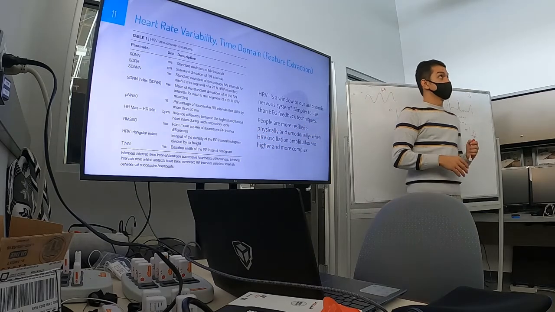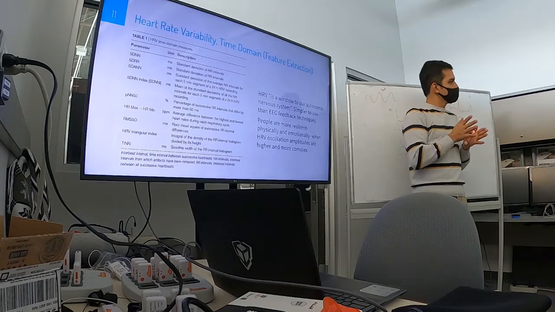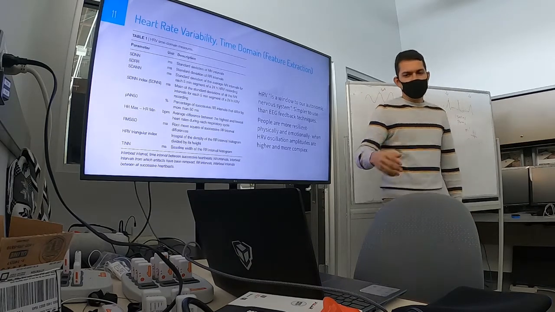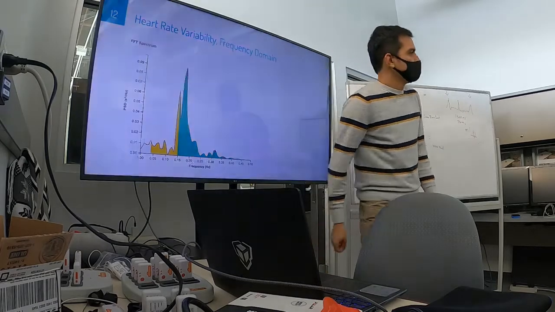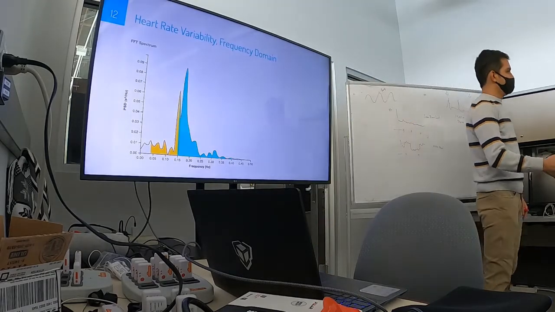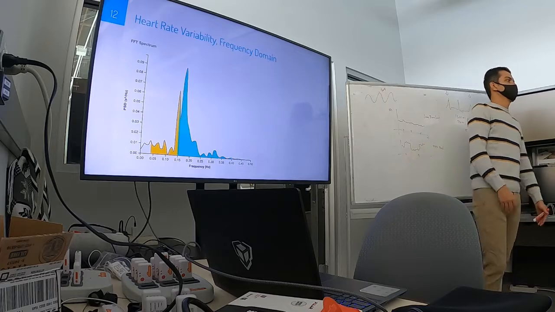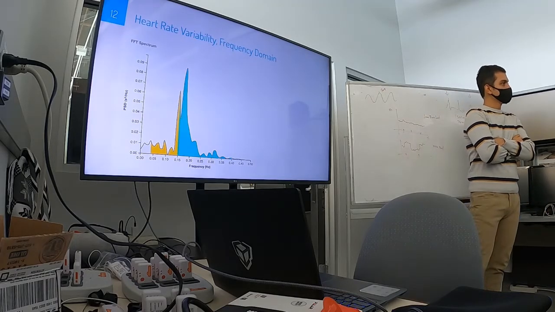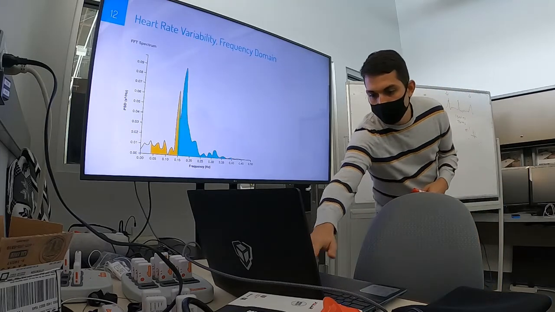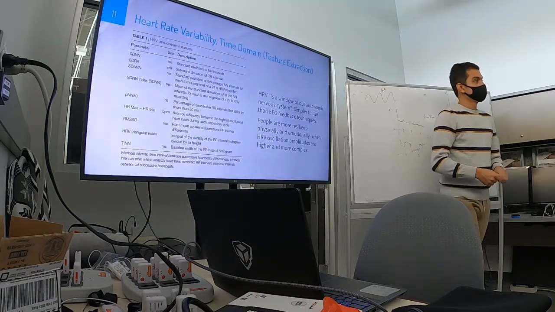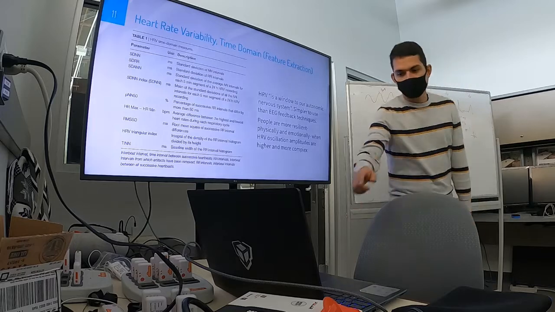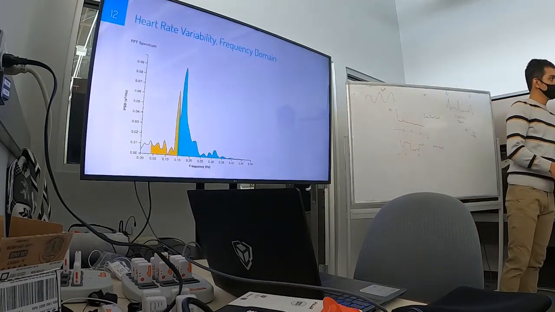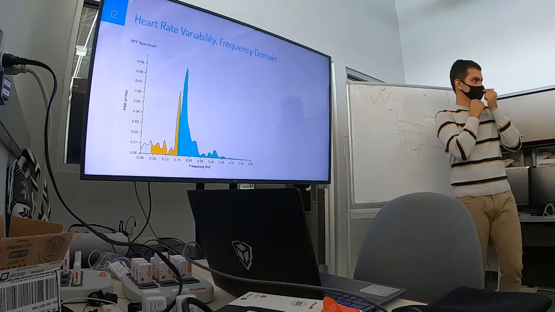But time domain is, as I mentioned before, not always a good approach to differentiate between sympathetic and parasympathetic, which at the end can help you describe the resilience of somebody. We're going to the frequency domain. I think it's easier to distinguish between parasympathetic and sympathetic there. Yeah, we'll show you.